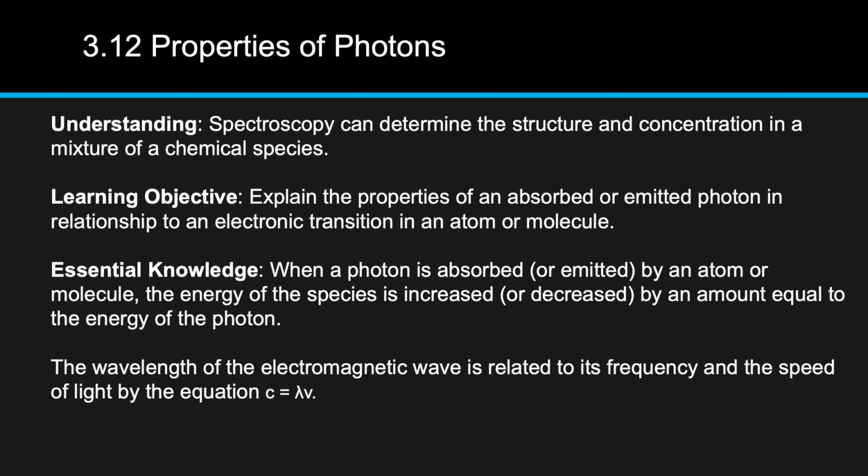And your essential knowledge is that when a photon is absorbed by an atom or a molecule, the energy of the species is increased by an amount equal to the energy of that photon. So when an atom absorbs a photon, it's like giving the atom a burst of energy, and its electrons are going to jump to a higher energy. And then in that high energy state, it's super unstable. So eventually it will go back to its ground state. And when it does that, it's going to emit a photon of equal energy.